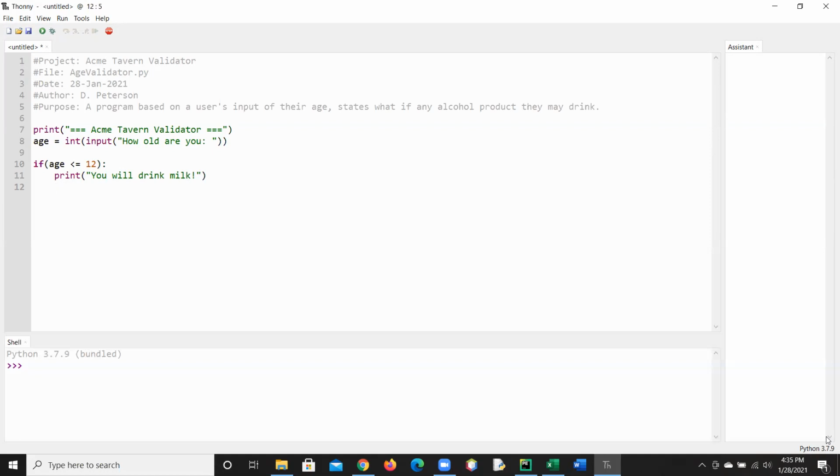Let's see what else I got here. And then I'm going to do this in a couple of ways. So this will say else if age is less than or equal to 20.